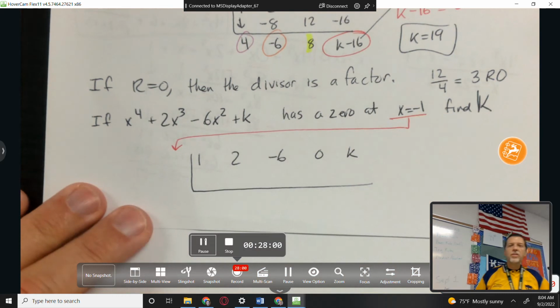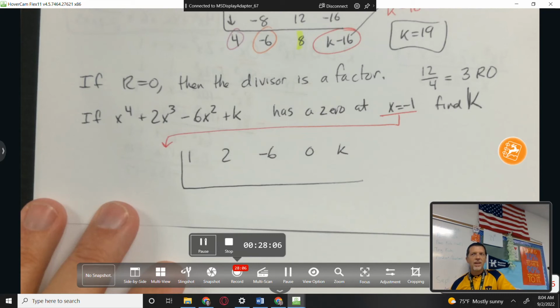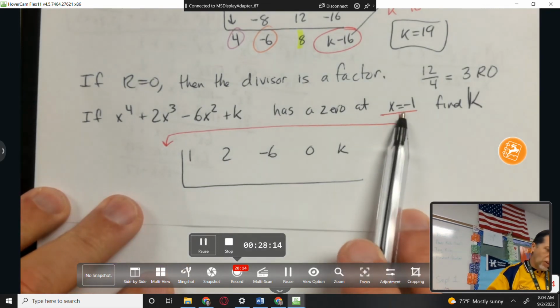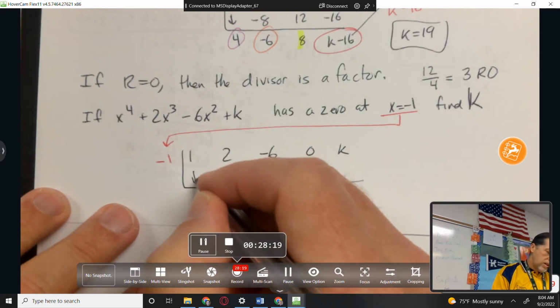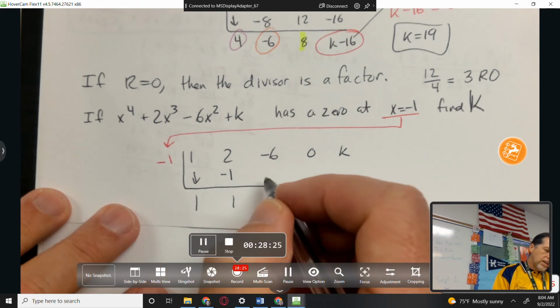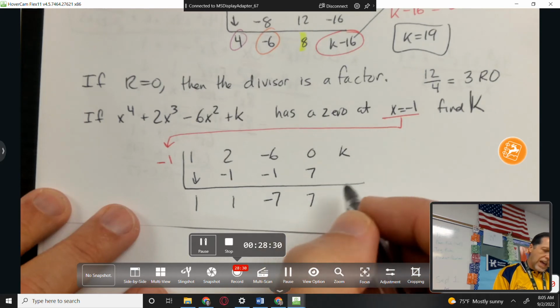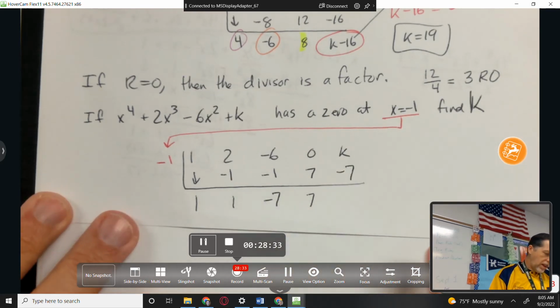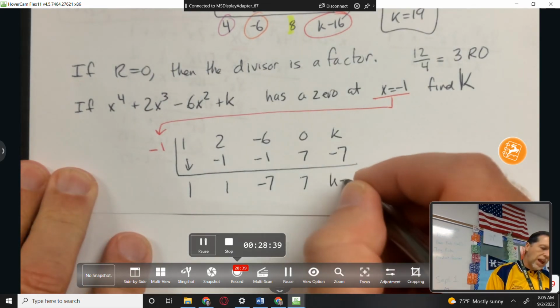Oh, this is almost double tricky here. What number are we going to divide by? Negative 1, because that is the 0. Right? The factor would be x plus 1, but they already gave us the 0, so we'll use negative 1. So bring down the 1, multiply, add, multiply, add, multiply, add, multiply, and then here we go with this add again. K plus negative 7 would be k minus 7.